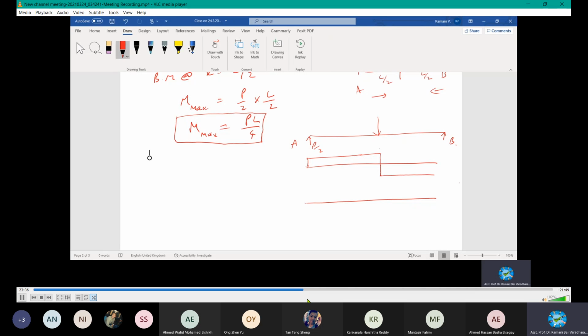But when it comes here, until this is P by 2, there is another P by 2 at this point, so it will close here at B. So this is how we draw the diagram for shear force. This is positive, this is negative.